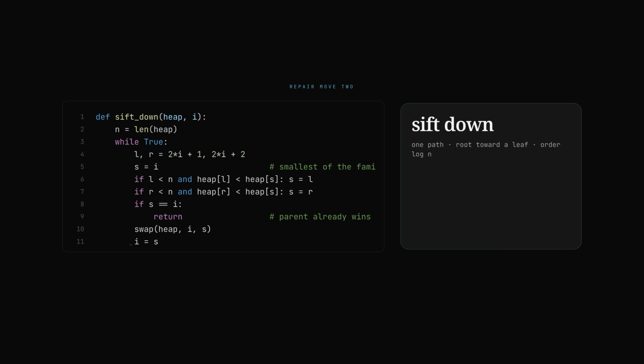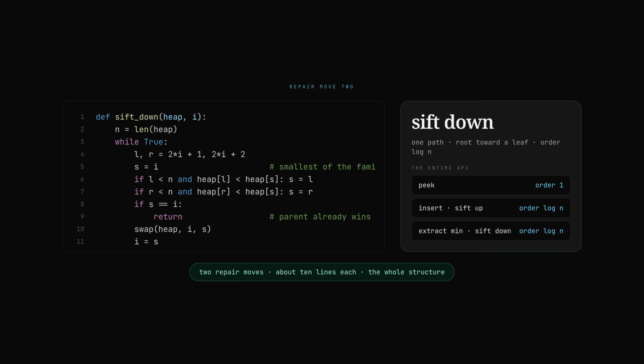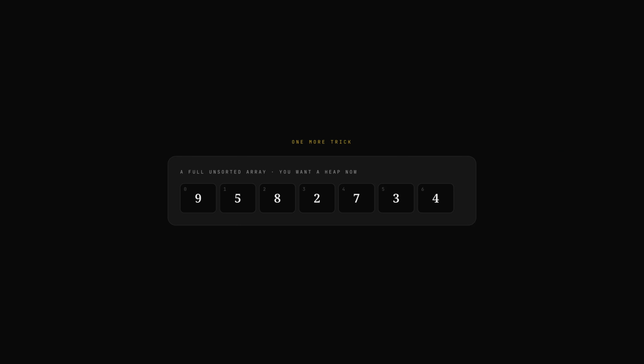And that's the entire API. Peek, order 1. Insert, sift up, order log n. Extract min, sift down, order log n. 2 repair moves, about 10 lines each. That's the whole structure. One more trick, because production asks for it constantly.